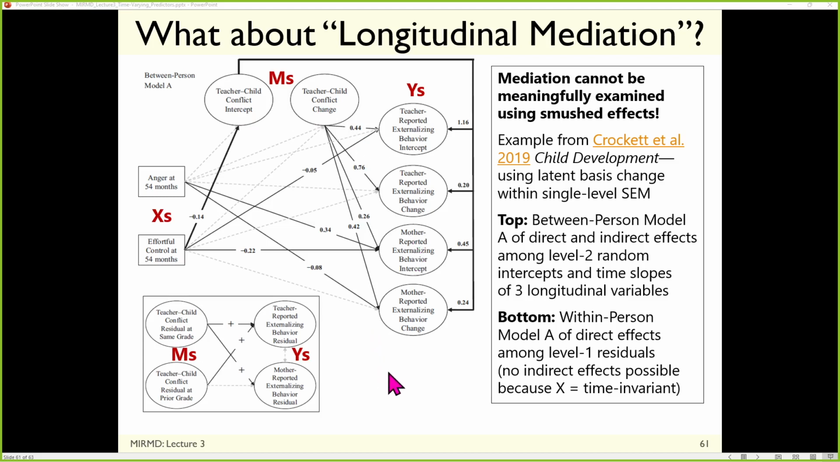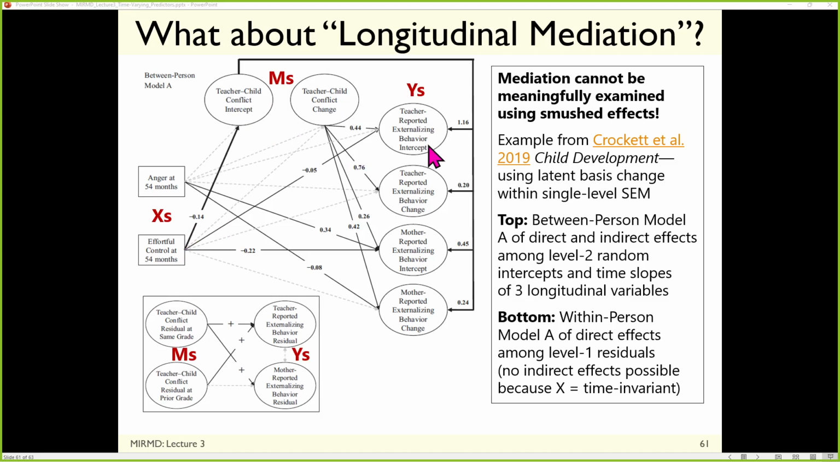And so this is what it would look like to do mediation longitudinally, but not smushed. So I have circles here for random intercepts and change over time in each of these 3 sets of outcomes. I can have direct effects and indirect effects through them. That's my between-person model. So all of that would be like kids with more effortful control before they start school have less teacher-child conflict, which translates into less externalizing, and it's all through the intercept, none of it's through the change. So you can read the article if you want to know about the story.